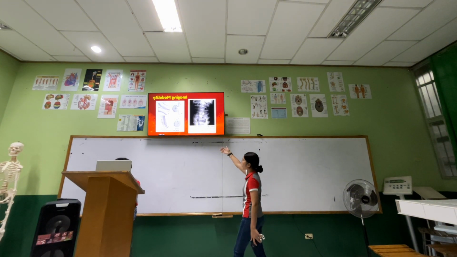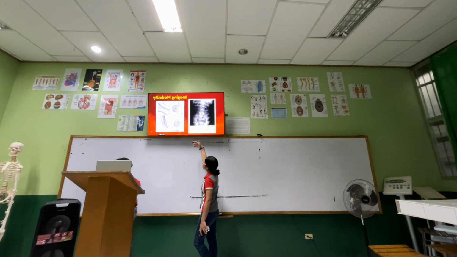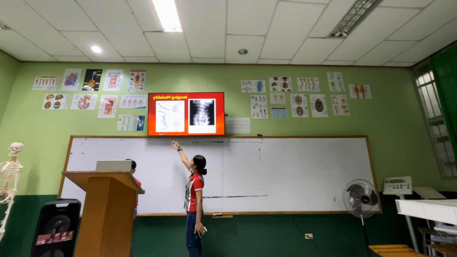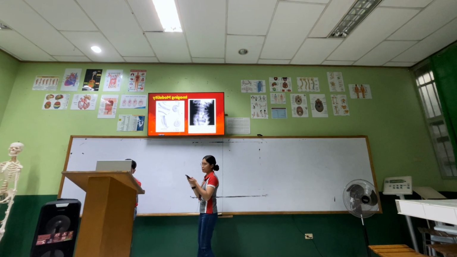Then the second picture is an example of herniation. So it bulges out, adhesions, that is it. Then this volvulus, so it is twisted. Then intussusception, it is folded.